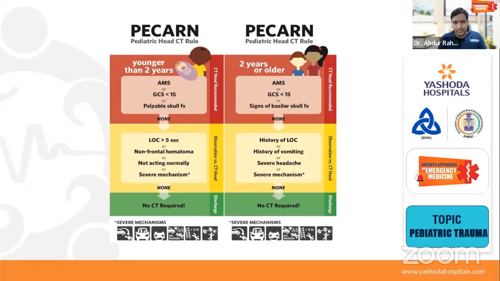In case of more than 2 years of age group, look for altered mental status, GCS less than 15, or any signs of basilar skull fracture. If these are present, then CT head is recommended. If none of these are present, look for history of loss of consciousness, history of vomiting or severe headache, or severe mechanism of injury. If these are present, then it is the clinician's discretion whether observation versus CT head. If none of these are present, then no CT is required. This is a very, very useful tool. This PECARN rule is a very useful tool in taking clinical decisions whether to perform CT brain or not.